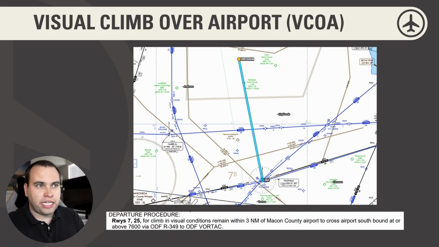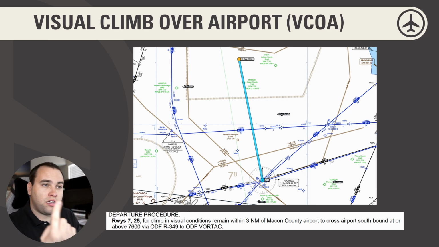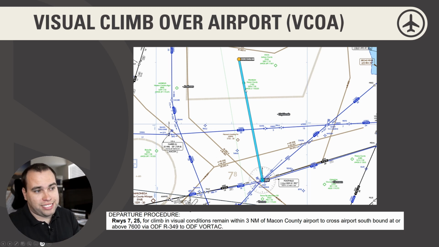That line you're seeing is the 349 radial. I don't know if you can kind of see up here. Franklin County Airport's right underneath it here. So if we were going to do this visual climb over an airport, we would spiral above that airport, staying within 3 miles of the Franklin-Macon County Airport, up to 7,600. And once you reach 7,600, you can cross over the airport southbound on that 349 radial to the VOR. So not too hard there.